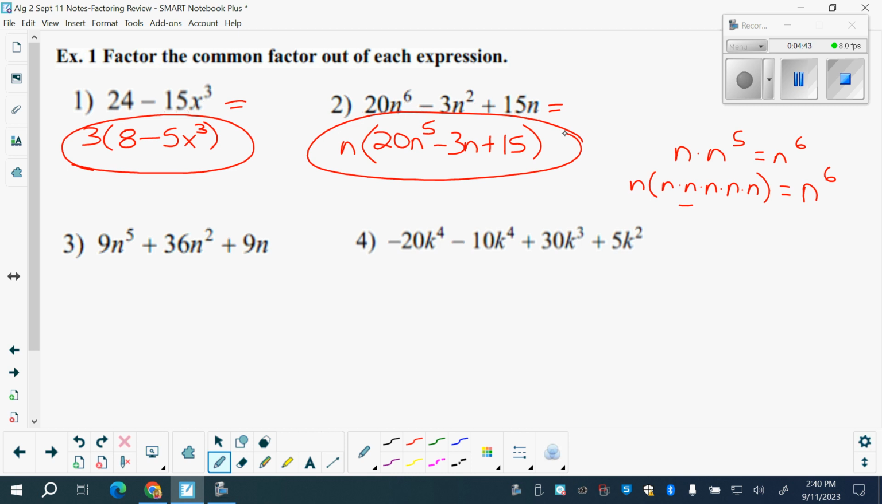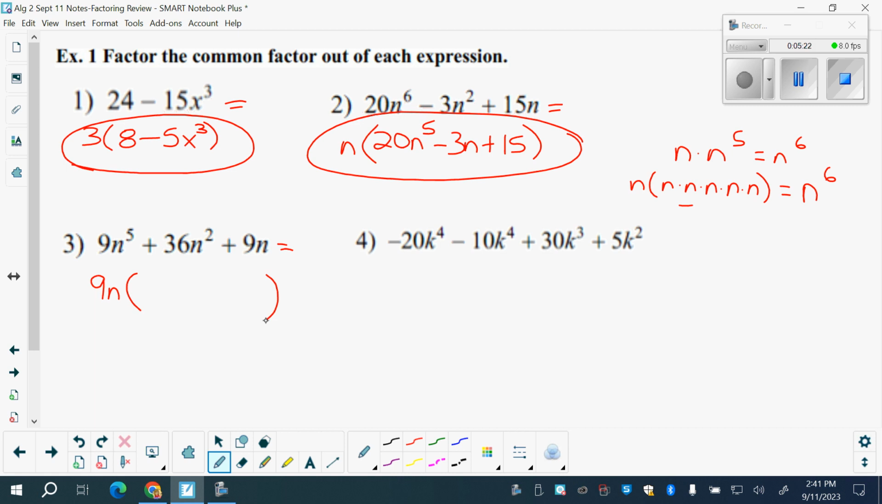Okay, what about number 3? East knows. Let's see. Omar, do you know a number and or a letter that will go into all of those? Is there a number also? And we want the biggest number. Not sure. Somebody else? 9. So what's the greatest common factor here? 9n. So we can take out an n and we can take out a 9.